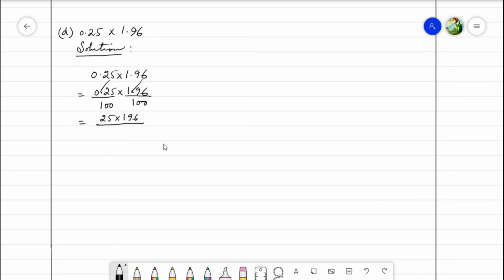You have to follow the same format, then you will have the correct answer. This is 10,000 in the denominator. So what will we do? First I will multiply this 196 by 25. 5 sixes are 30, 3 will go up, 5 nines are 45, 46, 47, 48, and 4 will go up, 5 ones are 5, 6, 7, 8, 9.